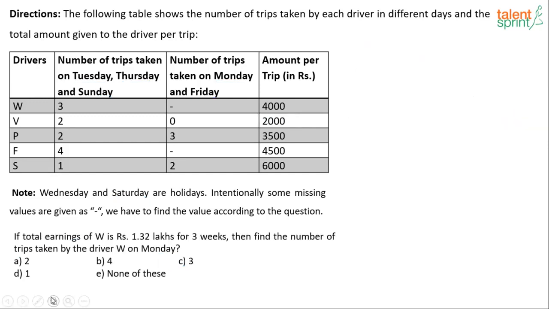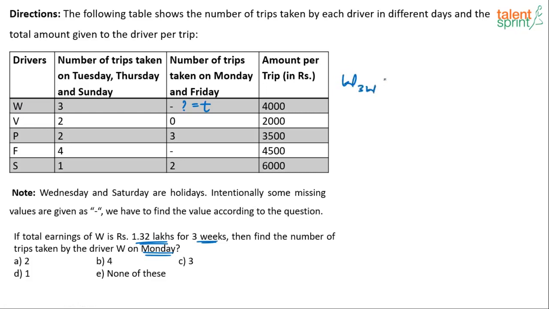Next one. If the total earnings of W is 1.32 lakhs for 3 weeks, then find the number of trips taken by driver W on Monday. Let's assume the number of trips taken by W on Monday, which is not known to us, is equal to T. Now, what is the 1.32 lakhs? Earnings of 3 weeks. So W in 3 weeks.